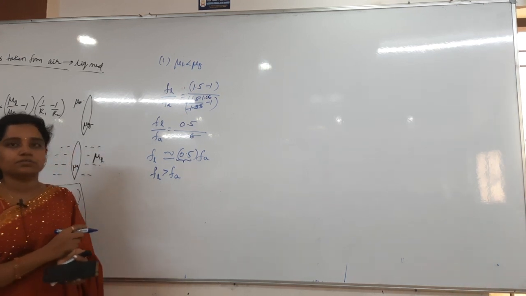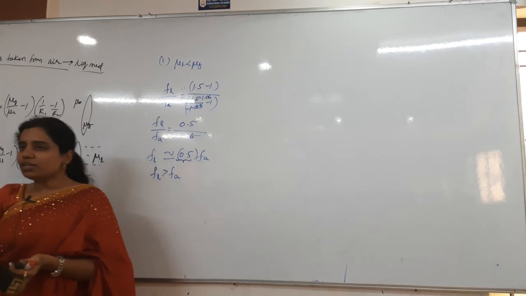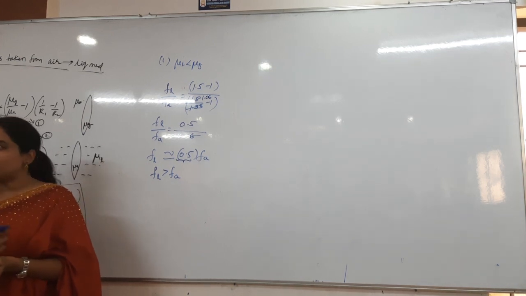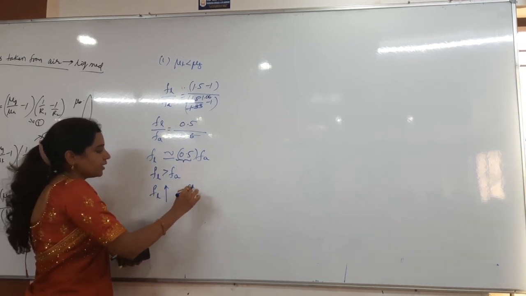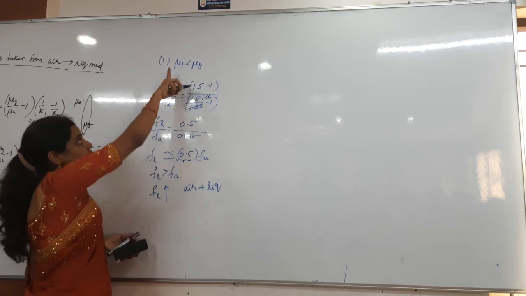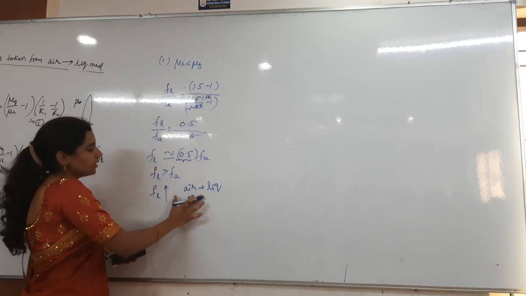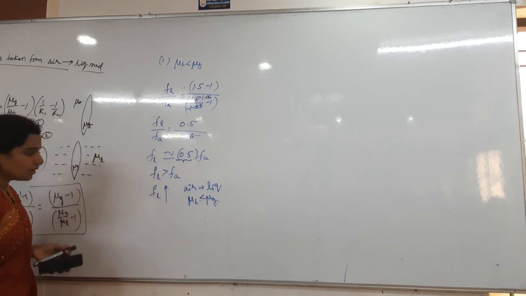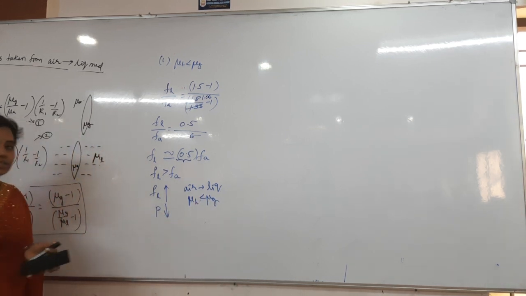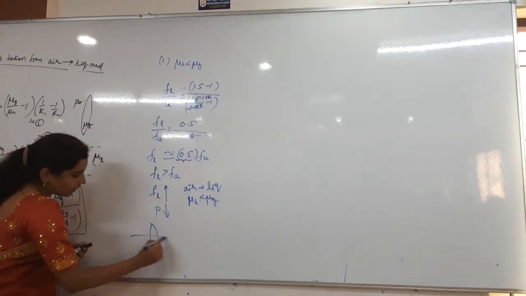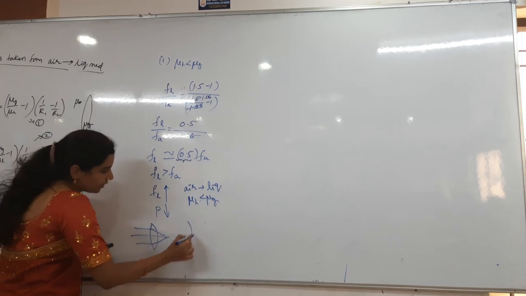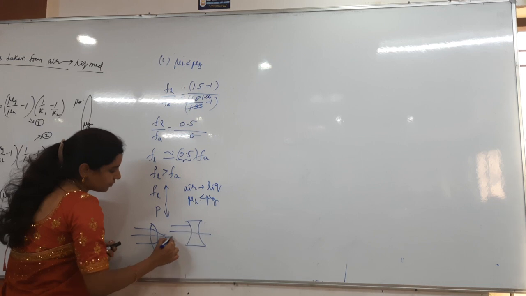Okay. Now focal length is increasing. Then what happens to the power? Power will decrease. Why? Because P is equal to 1 by F, reciprocal. So the focal length will increase whenever you go from the air to the liquid, and also the condition here should be mu L is less than mu G. Power will decrease. Now, is the nature of the convex and concave lenses the same or different? Same. Is there any negative symbol here? Nothing is there. So the convex lens will work like a converging lens only, and the concave lens will work like a diverging lens only.